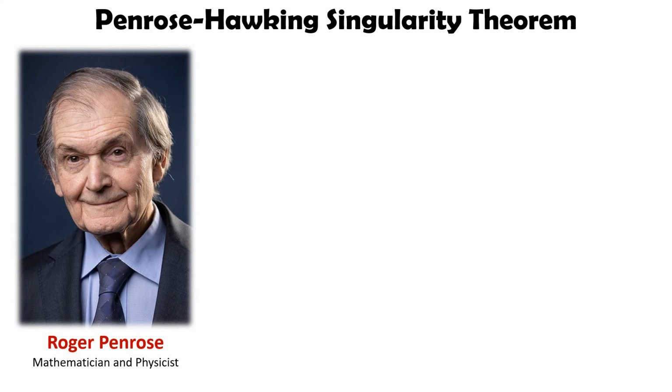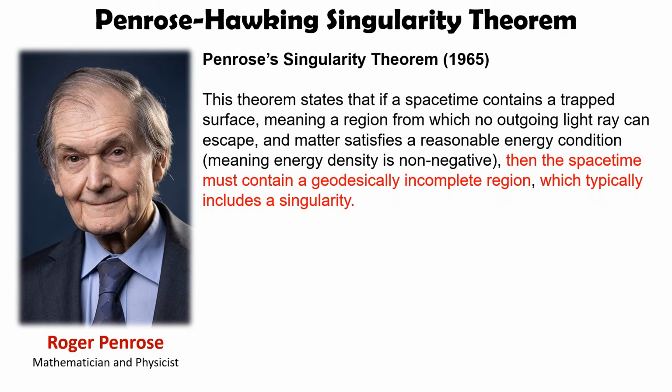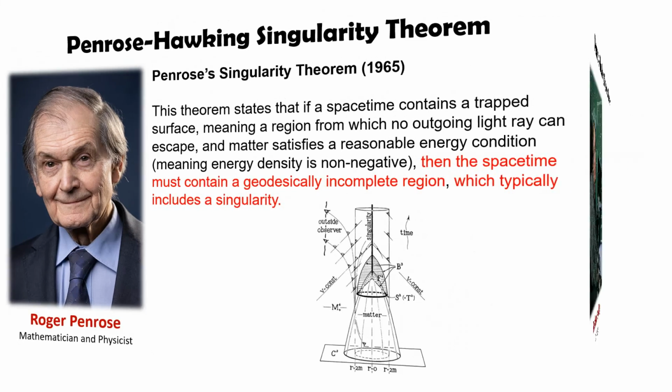Now the Penrose-Hawking theorem, what Roger Penrose, I will say the Penrose singularity theorem, what does it say? That if a space-time contains a trapped surface, I will show you what a trapped surface is, a region from which no outgoing light ray can escape, then the space-time must contain a geodesically incomplete region, which typically includes the singularity, and this is what is called a trapped surface, right? So this is happening to be a singularity. So this was Roger Penrose in 1965, what is called the Penrose singularity theorem.